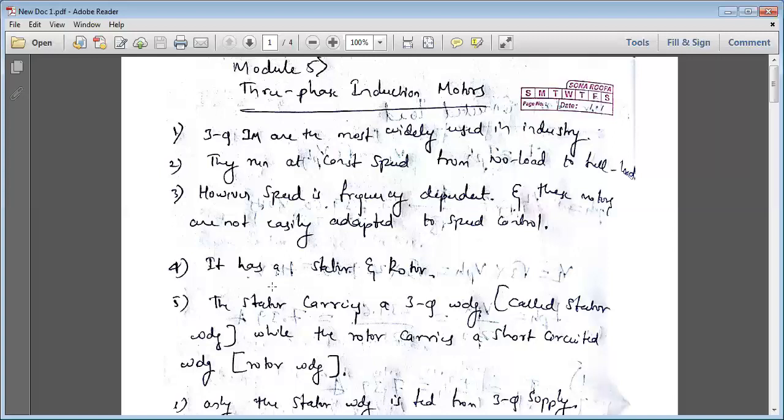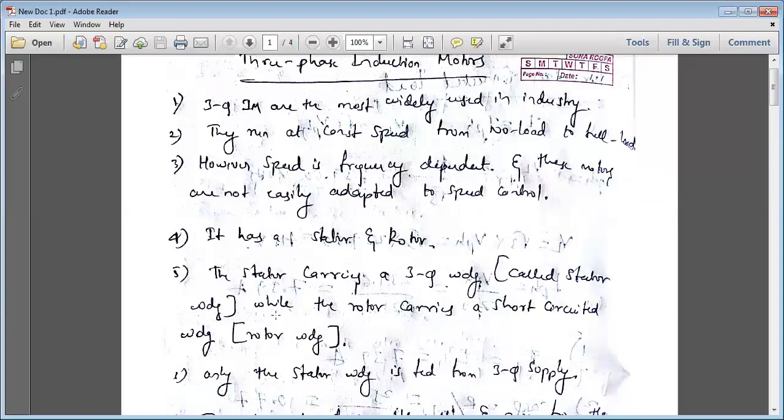So coming to the induction motor, the stator carries a three-phase winding. Three-phase means three windings will be there, that we can call R, Y, B. So this is called the stator winding. But the rotor carries a short circuited winding, so that winding we can call the rotor winding. But remember, the stator and rotor are not physically connected, so there is some air gap between the stator and rotor based on the capacity of the machine or power rating of the motor.